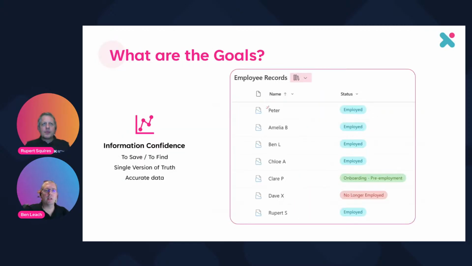So I think the first thing is looking at information confidence. Ultimately, what we're trying to do here is make people feel comfortable that they know where to save things and they know where to find their information. And when they do that, they're going to be working on a single version of the truth. They're not going to be working on duplicates. Everyone knows what they're working on. And ultimately, that means that data is going to be accurate and help people make decisions or do what they need to do more efficiently.